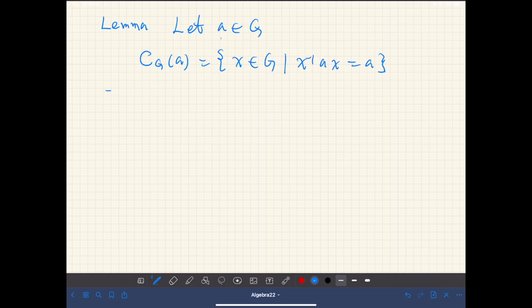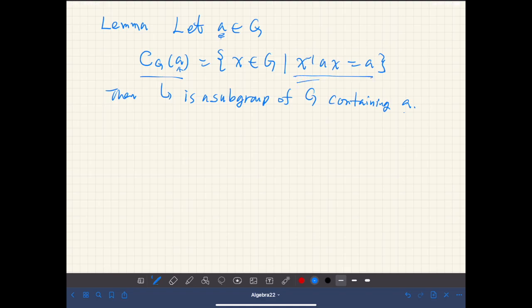Okay, then this set is a subgroup of G containing A. A is this element.